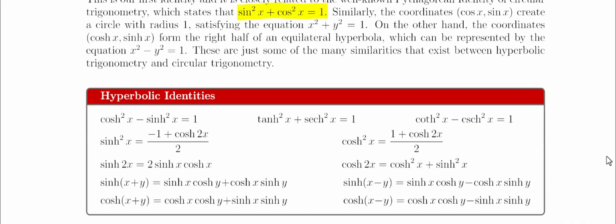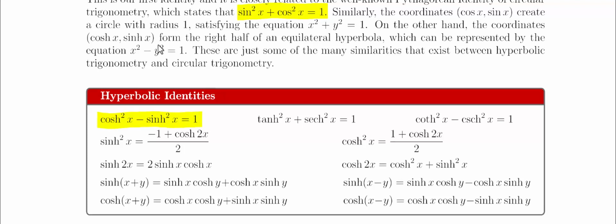Now here are some of the hyperbolic identities. As you can see, they are very analogous to their trigonometric counterparts. The only formula that I will be asking you to memorize is the equivalent of the Pythagorean identity, the one that we just derived: the cosh squared minus the sinh squared of x is equal to 1.